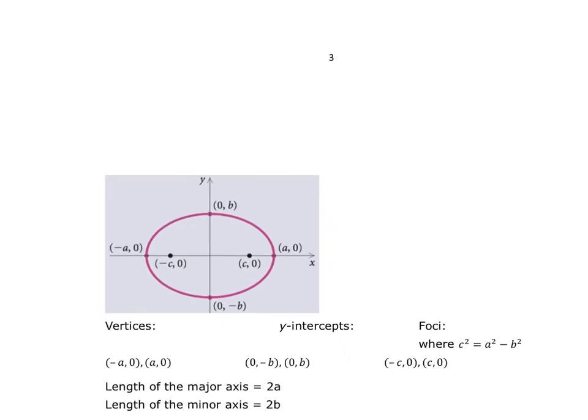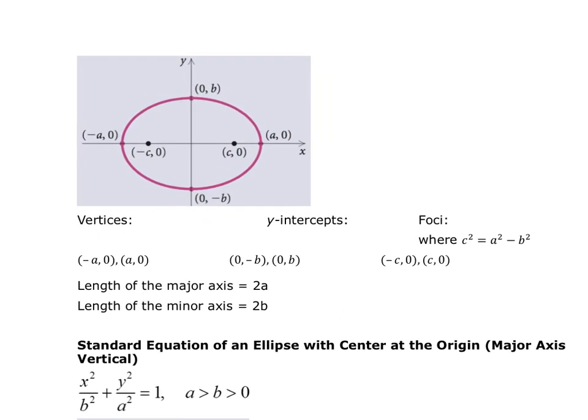The way in which we find our c value is c is going to be equal to the square root of, or in other words, c squared is equal to a squared minus b squared. It's the larger number squared minus the smaller number squared.